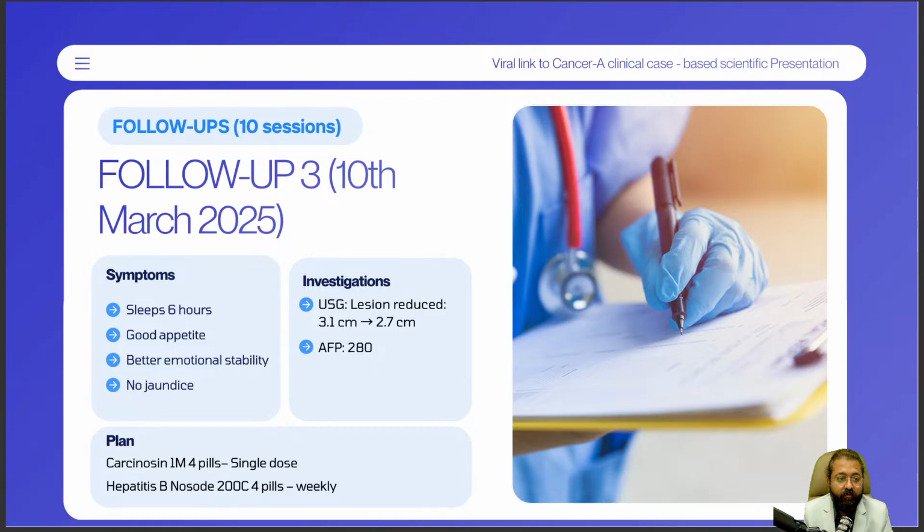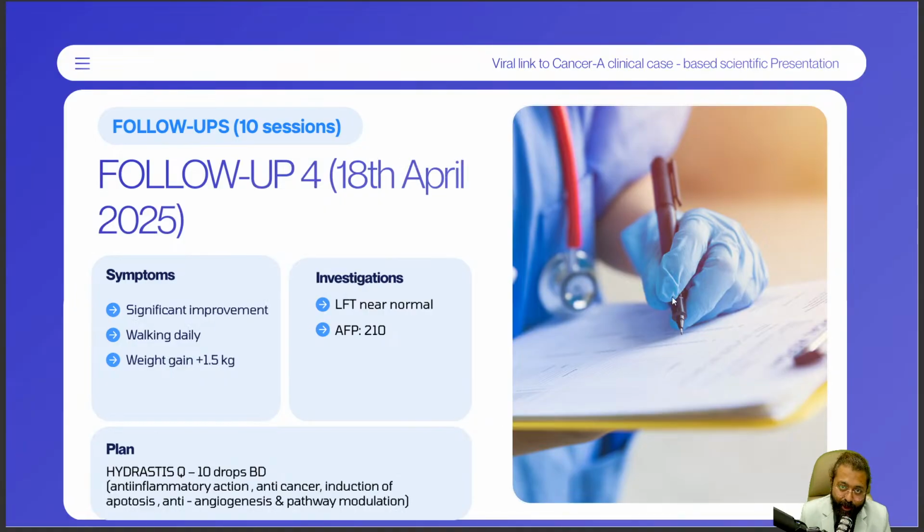Now in the fourth follow-up, significant improvement was there. LFT got nearly normal, which was like 150 and 140 and all, and AFP came to 210. So here we change the tincture, Hydrastis Q, given 10 drops BD, for anti-inflammatory action. Now maybe, doctors, you have the doubt: okay, doctor, every month you are changing the mother tincture, any specific reason behind that?